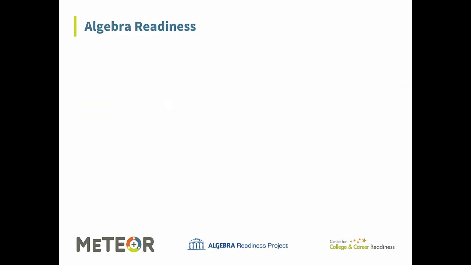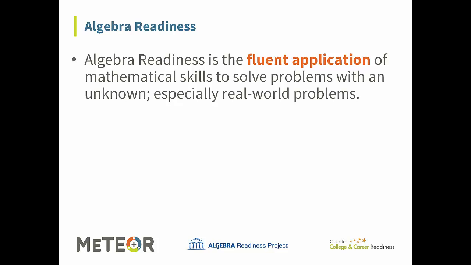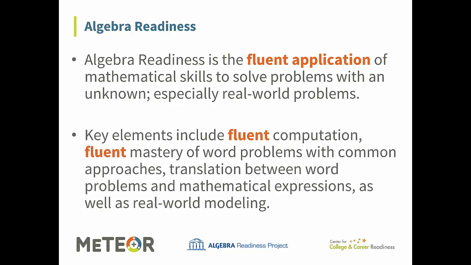As stated earlier, students that have difficulty with basic fluency skills often have difficulty with algebra. This is because algebra readiness is the fluent application of mathematical skills to solve problems with an unknown, especially real-world problems. And key elements in algebra include fluent computation, fluent mastery of word problems with common approaches, translation between word problems and mathematical expressions, as well as real-world modeling. So as you can see, fluency is for all students at all grade levels.